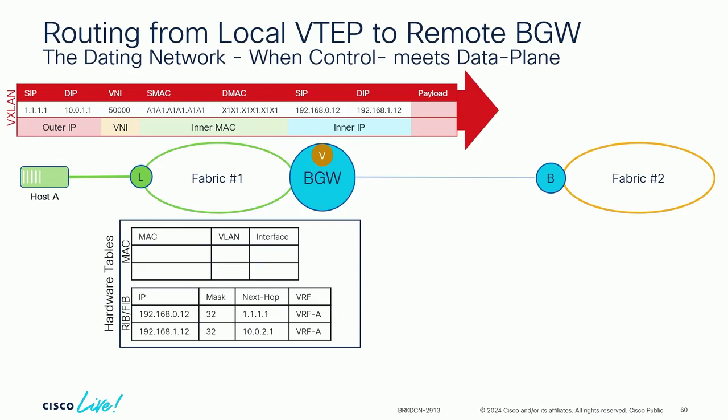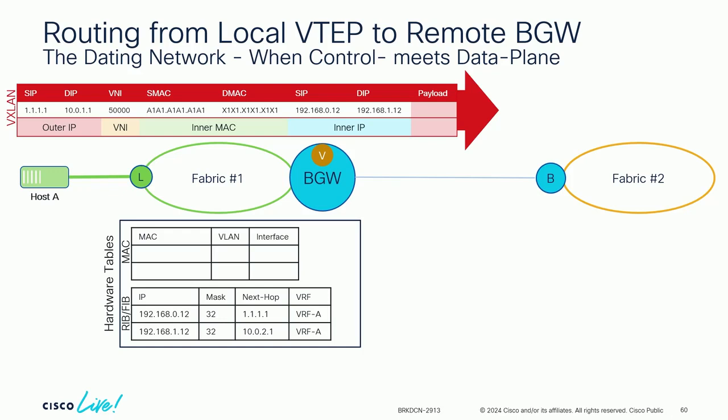Color is red. Red represents what? Routing. Blue represents bridging. So we do routing here. We want to route from 192.168.0.12 to 192.168.1.12. So 2 different subnets, natural routing operation.